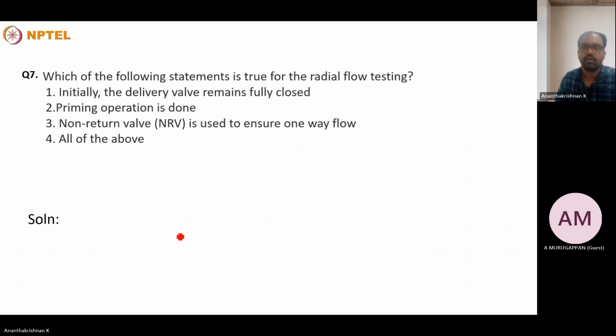So if that is not an issue, you can move to the next problem, which is: the following statements is true for the radial flow testing. Initially, the delivery valve remains fully closed. Priming operation is done. Non-return valve is used to ensure one-way flow. All of the above. So which of the four options is right in the case of radial flow testing?